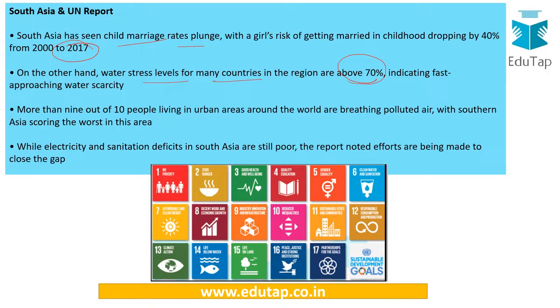Apart from these two, let us see what the third thing says. It says more than 9 out of 10 people living in urban areas are breathing polluted air. So pollution is another very important crisis which the population is going through, along with electricity and sanitation deficits in South Asia. These are basic problems which India and South Asia particularly are facing, and you have to just read them all.